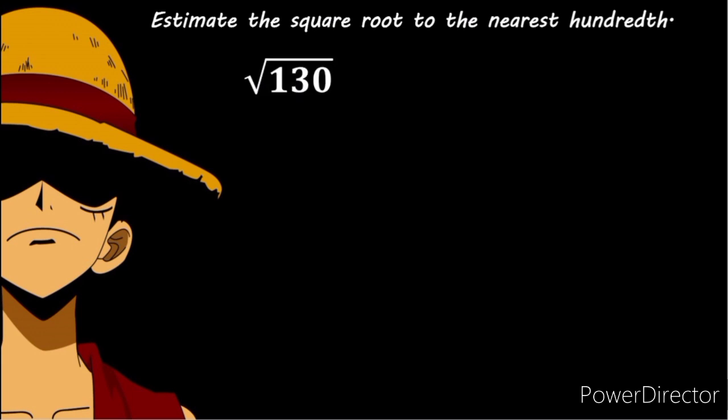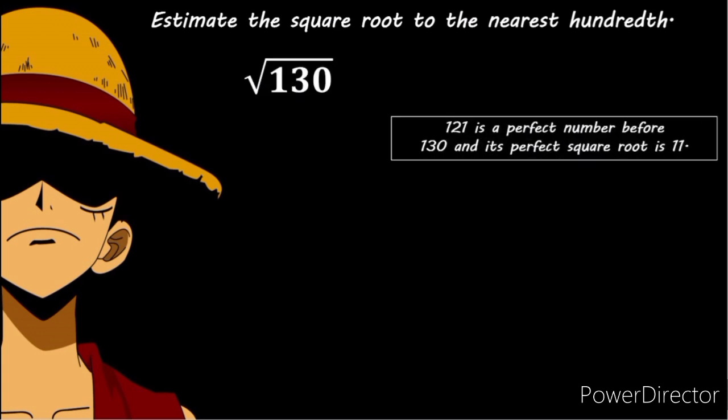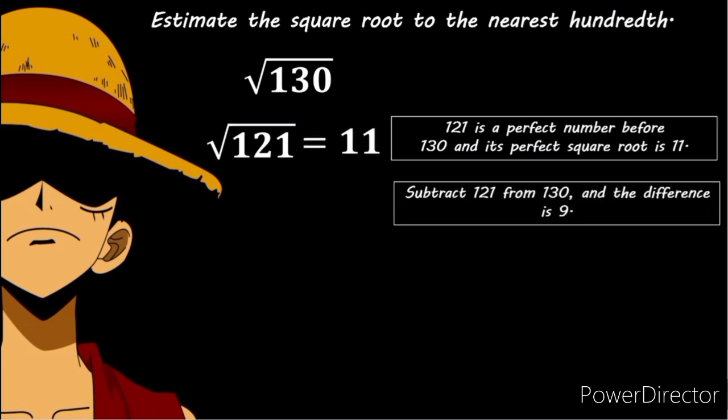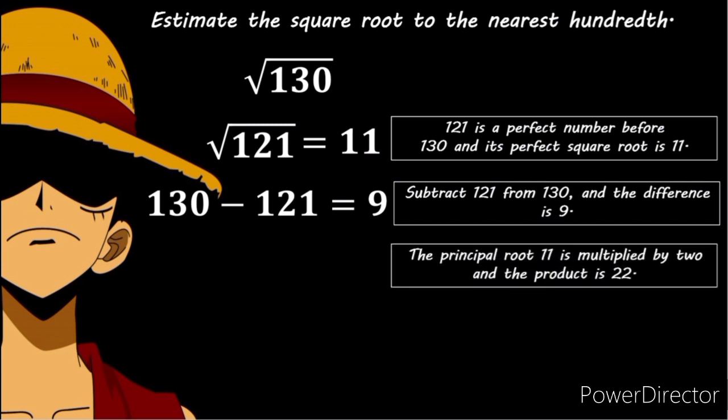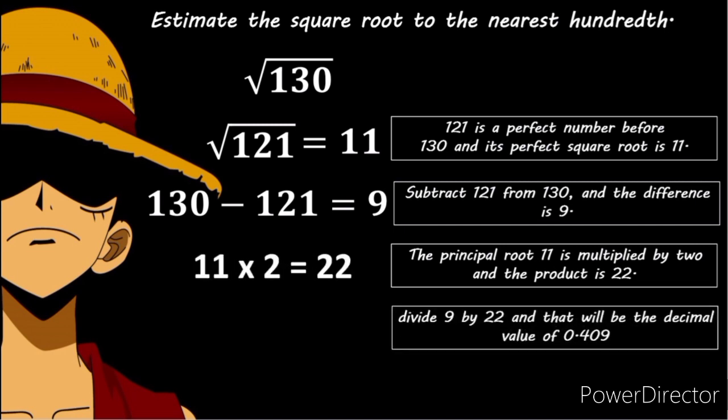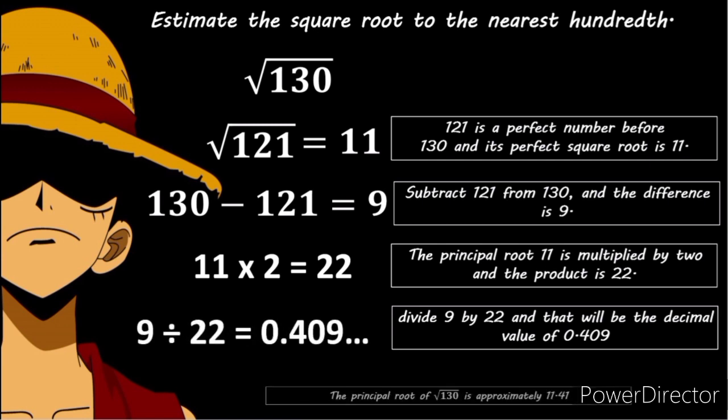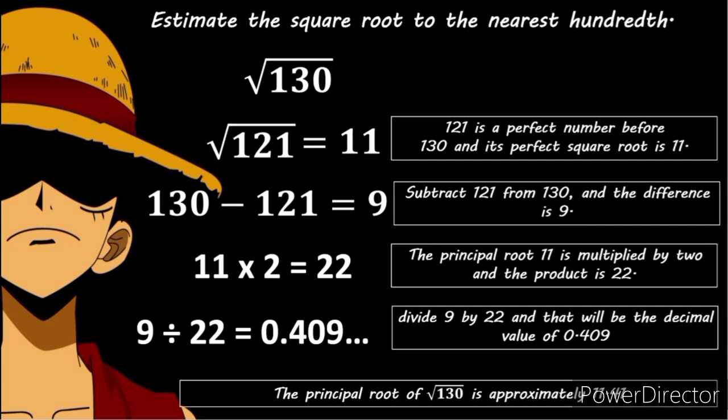Square root of 130. 121 is a perfect number before 130, and its perfect square root is 11. The square root of 121 is 11. Subtract 121 from 130, and the difference is 9. The principal root 11 is multiplied by 2, and the product is 22. Let's divide 9 by 22, and that will be the decimal value of 0.409. The principal root of the square root of 130 is approximately 11.41.